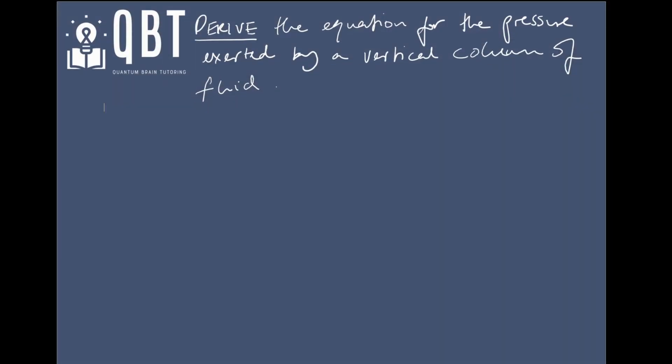Okay, so how are we going to approach this question? The question asks us to derive the equation for the pressure exerted by a vertical column of fluid, okay? And we know that this equation is pressure is equal to height times density times gravity, okay? So that's our equation that we use. But obviously we need to learn how to derive this equation, okay? And the question is, how do we do that? Well, we take it one step at a time, as we do with everything in physics, okay?